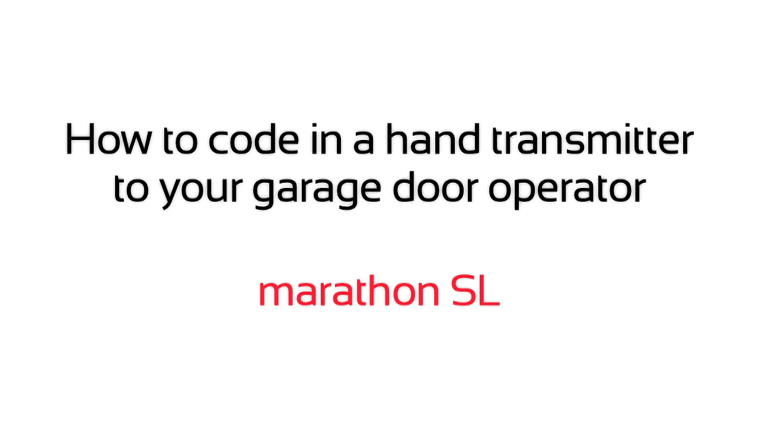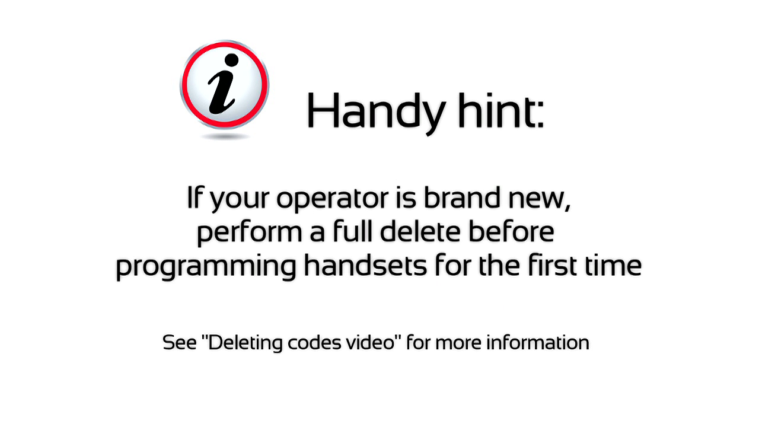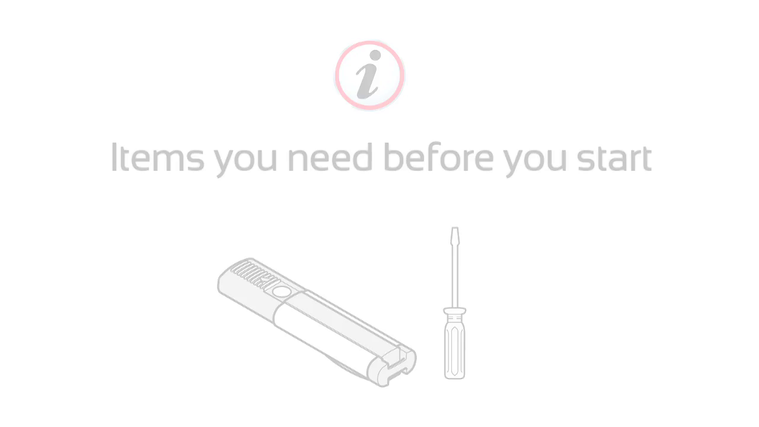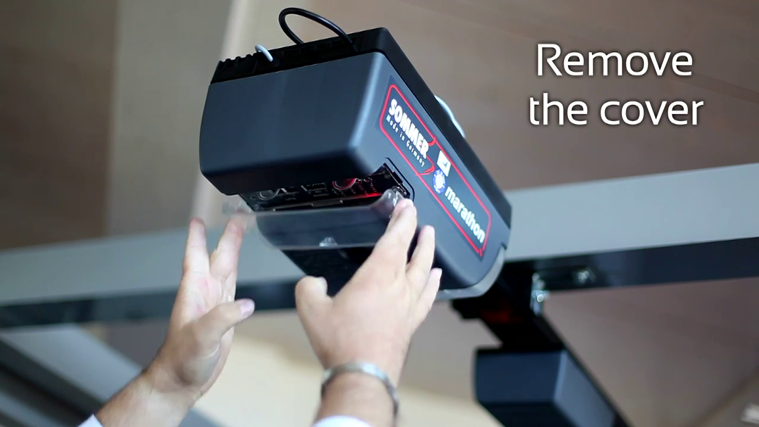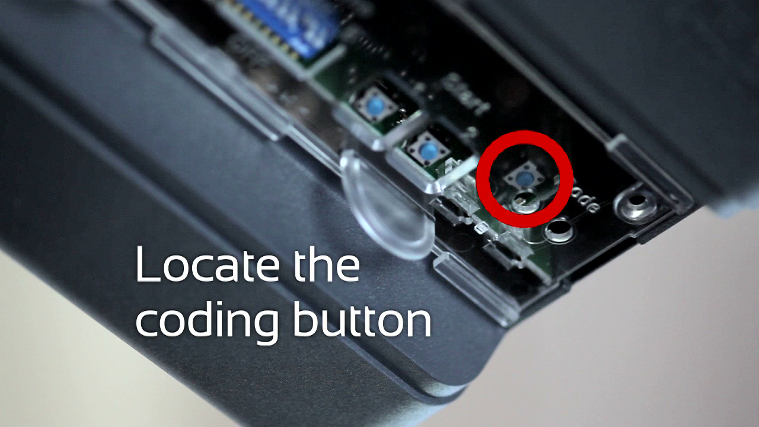How to code in a hand transmitter to your garage door operator. Remove the cover. Locate the coding button.